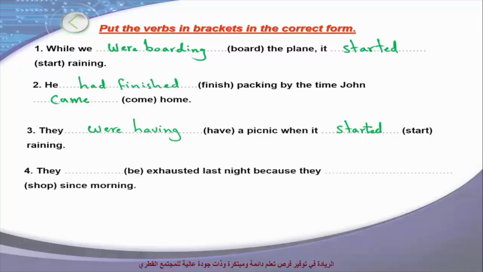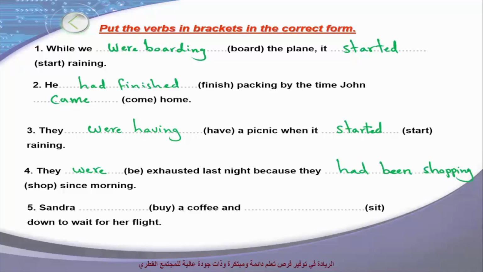Number 4. They be exhausted last night because they shop since morning. Here we have an action that lasted for some time in the past and had a visible result also in the past. So they, yes, this is the result. They were exhausted last night because they, yes, had been shopping. This one was continuous for some time in the past.